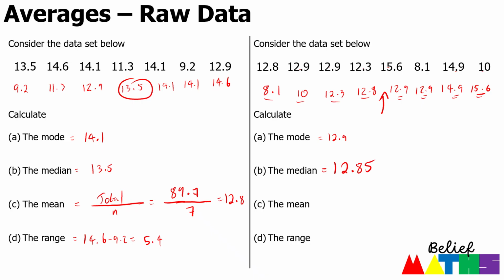If you can't see that, you just add those two numbers together. So you could have got that by doing 12.8 plus 12.9 divided by 2, and that will give us our 12.85. The mean and the range are worked out in exactly the same way as the first example, so I'm going to leave those for you to try.